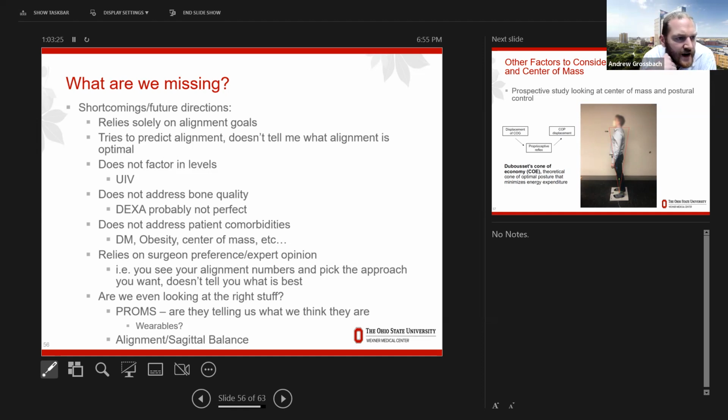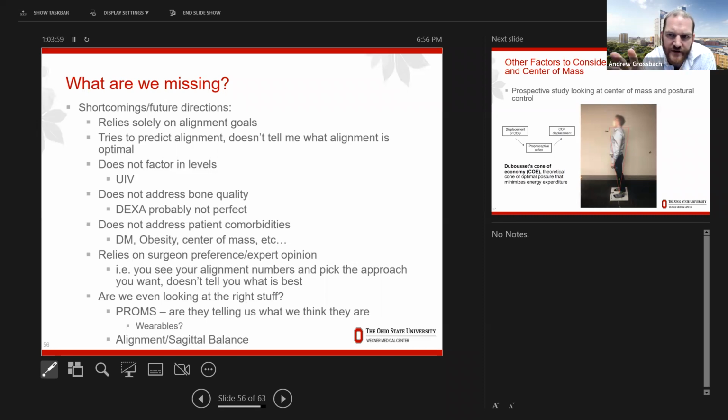So what are we missing? A lot. Right now we're relying on alignment goals with this. We're trying to predict alignment. It's not going to tell me what alignment is optimal. So, to the question before, is this age adjusted? We still don't know exactly where that patient wants to stand. It doesn't factor in levels. I mean, you can submit for multiple plans. What does it look like if I do a T10 to pelvis versus a T4 to pelvis?